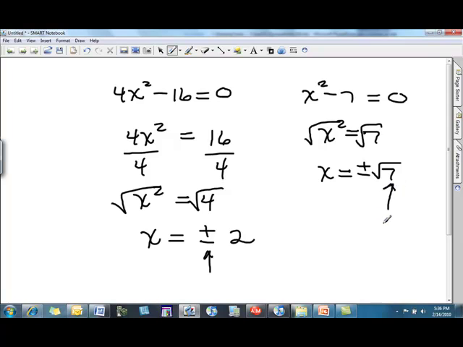You might have some things where you might want to simplify it, like we talked about in chapter 1, or you could put the decimal down if you wanted to. You would just need to tell me that it's approximate. I would prefer you leave it under the radical because that is more accurate.